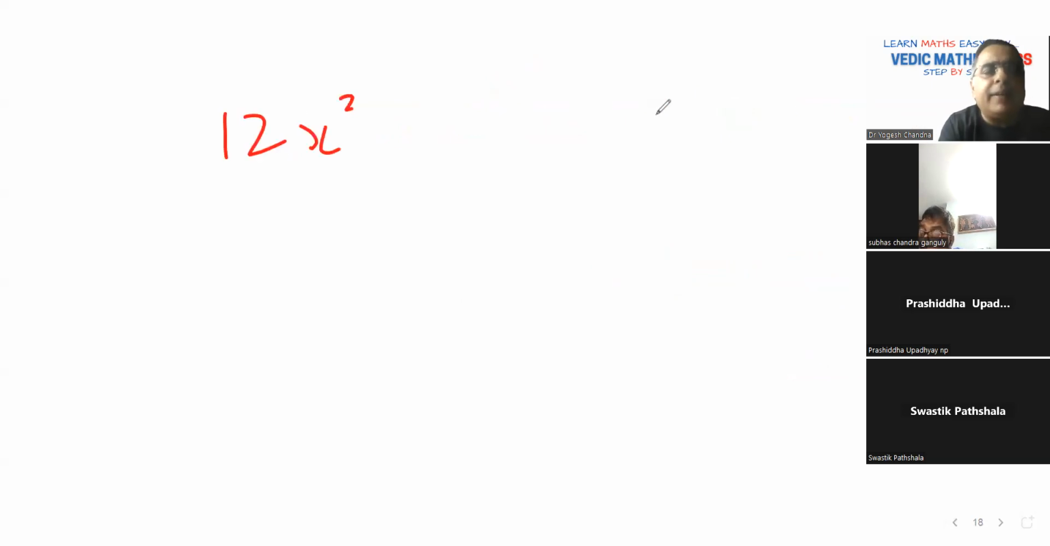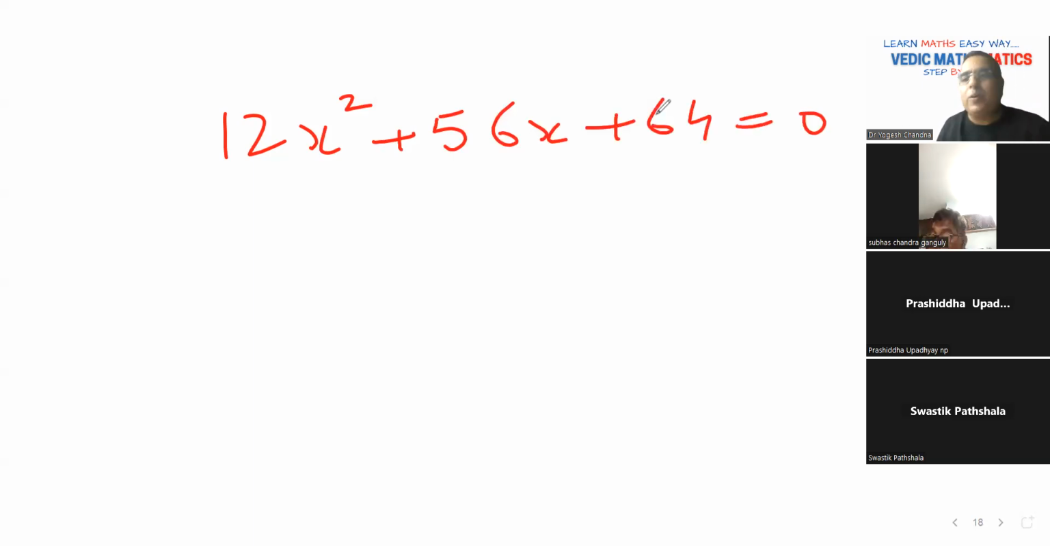12x square plus 56x plus 64 is equal to 0. Yes. Now, can we make it more simple? 56, that means both are, we need to add because everything is positive. You need to understand if this is positive, minus 2, minus 8 by 3, correct, perfect. So see.